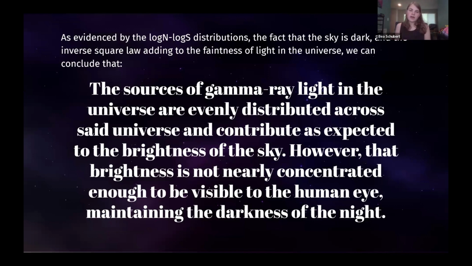As evidenced by all of that, we can successfully conclude that the sources of gamma ray light in the universe are evenly distributed across said universe and contribute as expected to the brightness of the sky. However, that brightness is not nearly concentrated enough to be visible to the human eye, thus maintaining the darkness of the night and confirming the opposition to Olber's paradox.